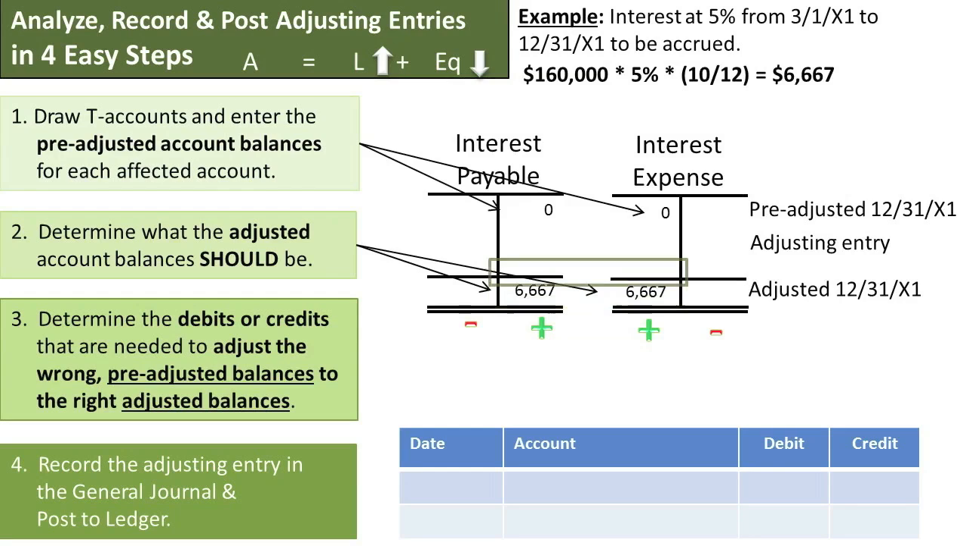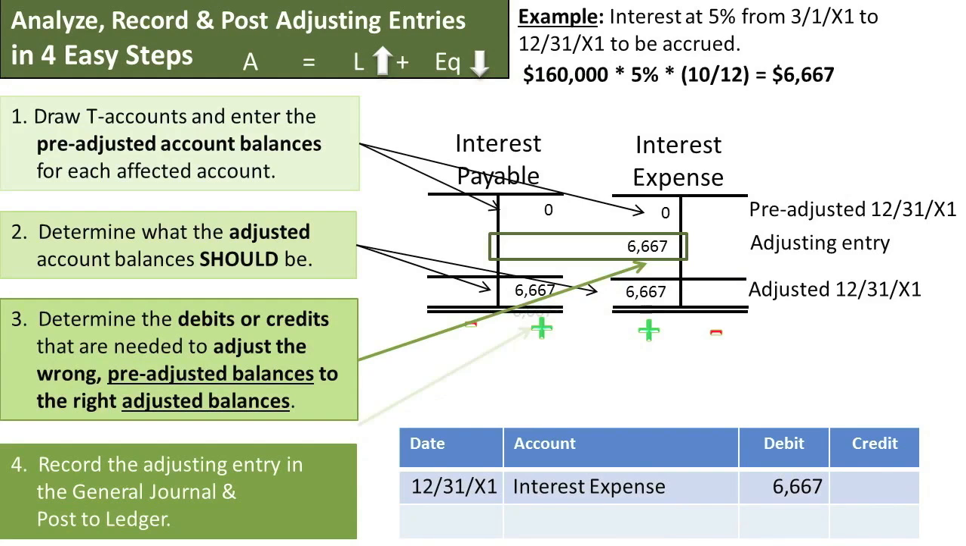The adjusting journal entry to go from the wrong numbers to the right numbers would be a debit to interest expense, $6,667, and a credit to interest payable, $6,667. I've rounded this to the nearest dollar just for display purposes.